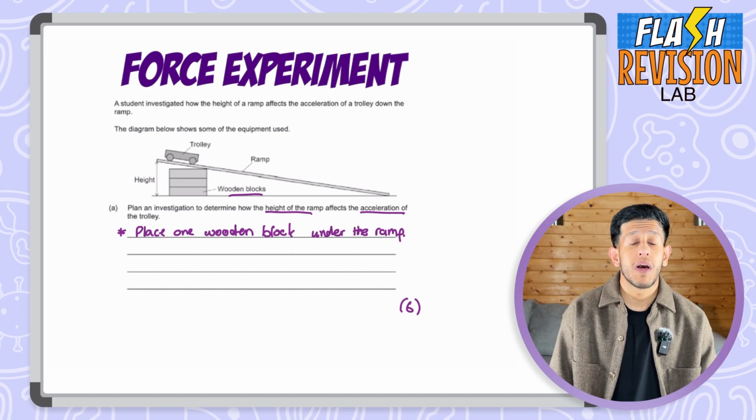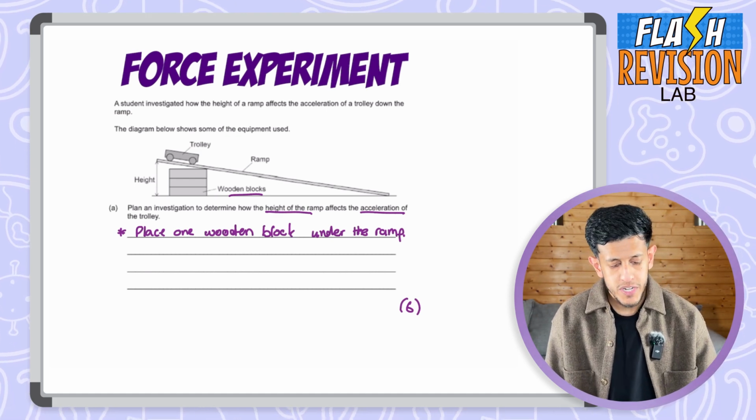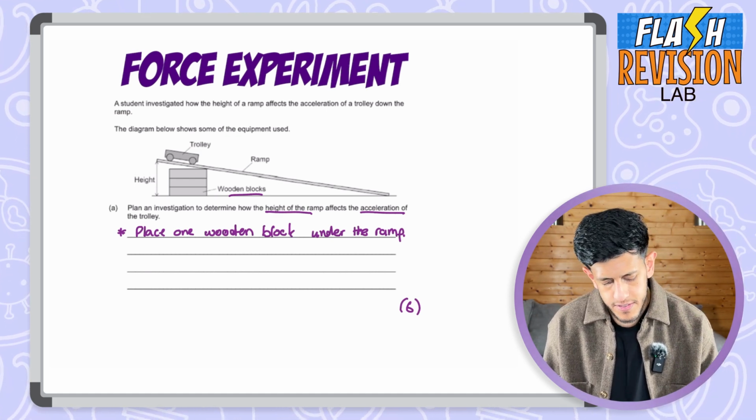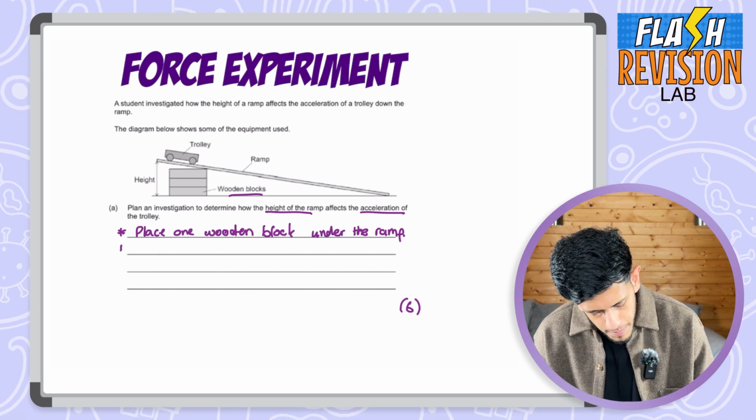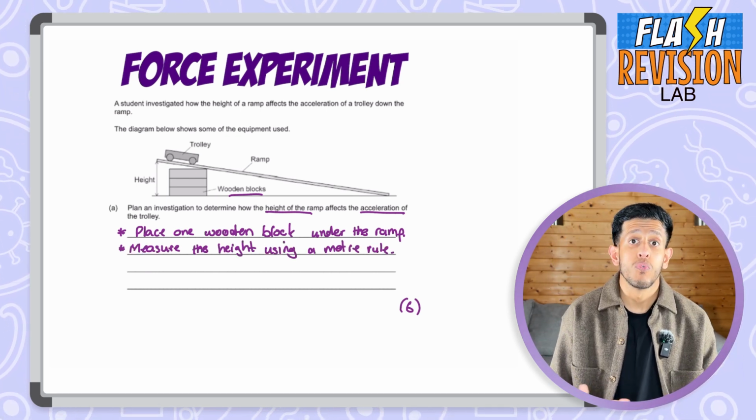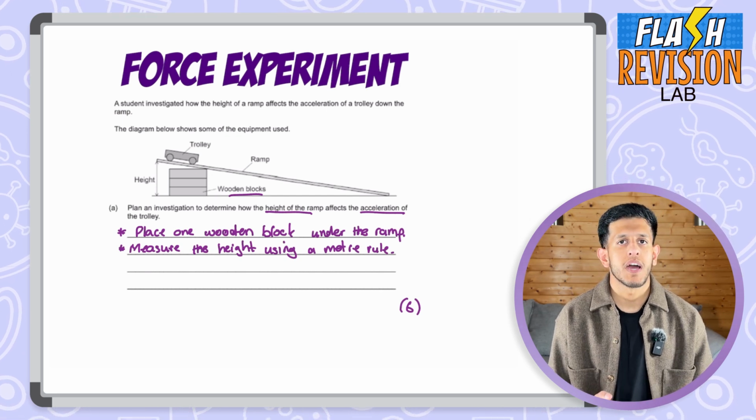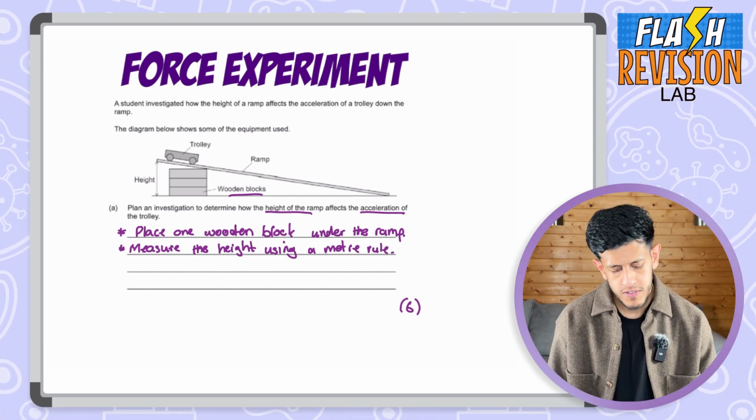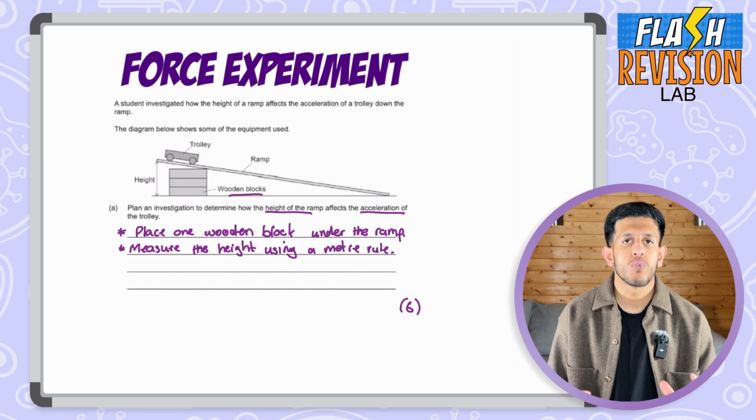We've placed it under the ramp, and we've now set a particular height, but we need to measure what that height is so that we can record it. So I'll say measure the height using a meter rule. You can say a meter rule or a ruler, something to measure the height. So we're capturing the apparatus there and what we're measuring. Now we've recorded that height.